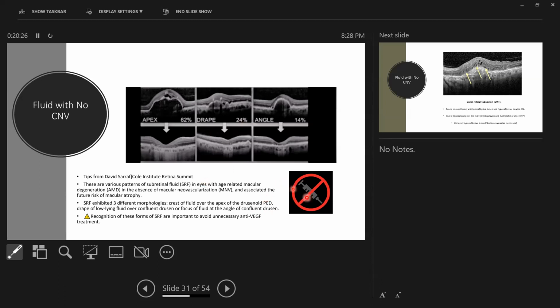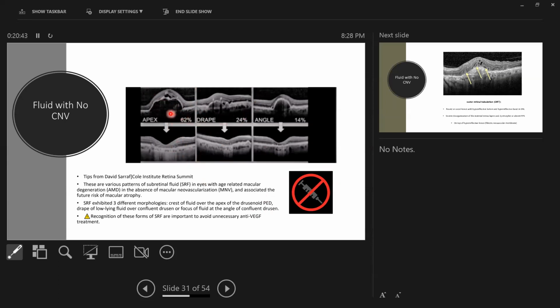If you look to the sign here, no injection. If you inject, you will end with atrophy. And now we have a new terminology called non-exudative wet AMD, which means we have the changes of wet AMD, but there is no macular neovascularization.